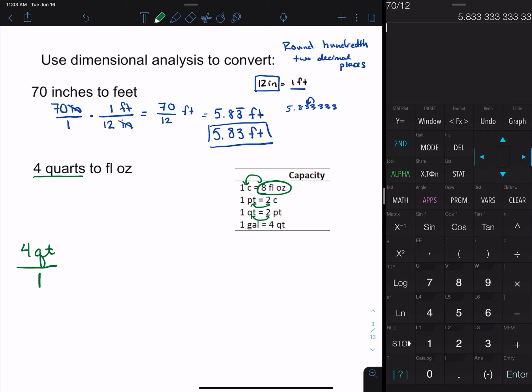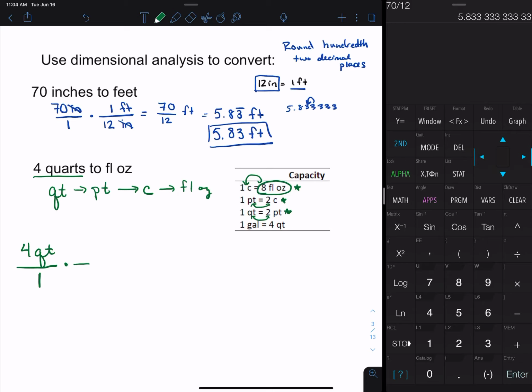And I'm going to write out my process so that I don't forget what I'm doing. I'm starting out with quarts, and from quarts, I'm going to go to pints using this conversion. Then I can go from pints to cups using this conversion. And once I'm in cups, I can go to fluid ounces using this conversion. So I'm going to have a multi-step conversion here. And I'm going to write it all out and then do my multiplication at the end.